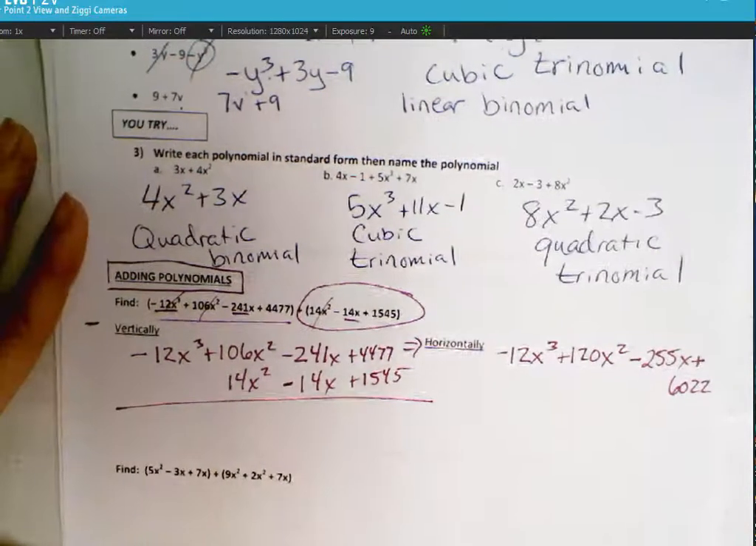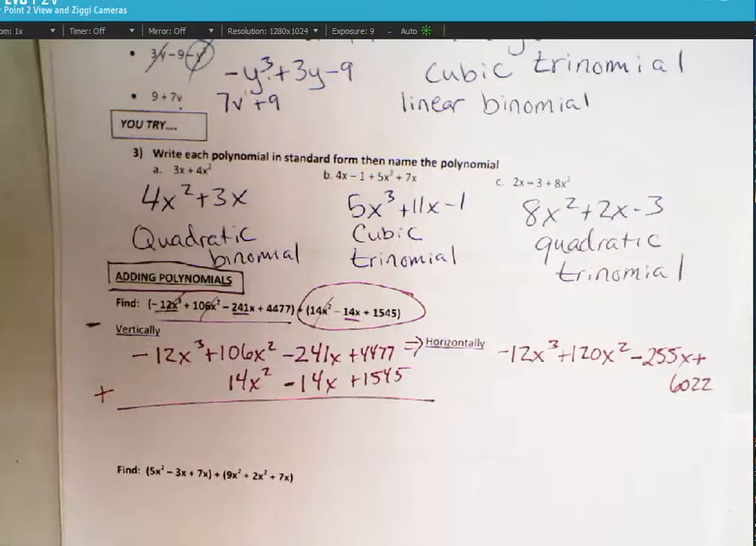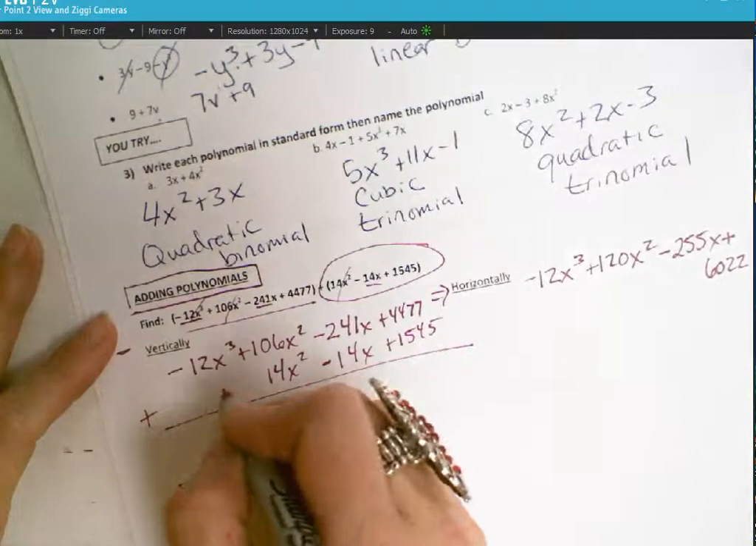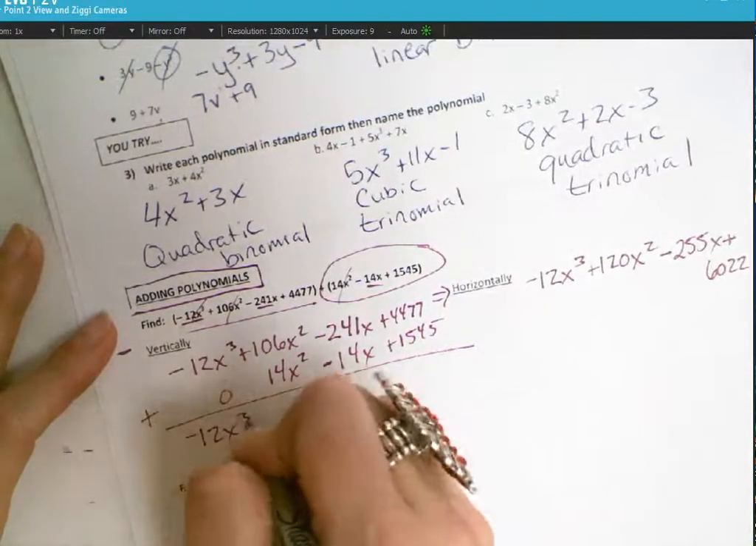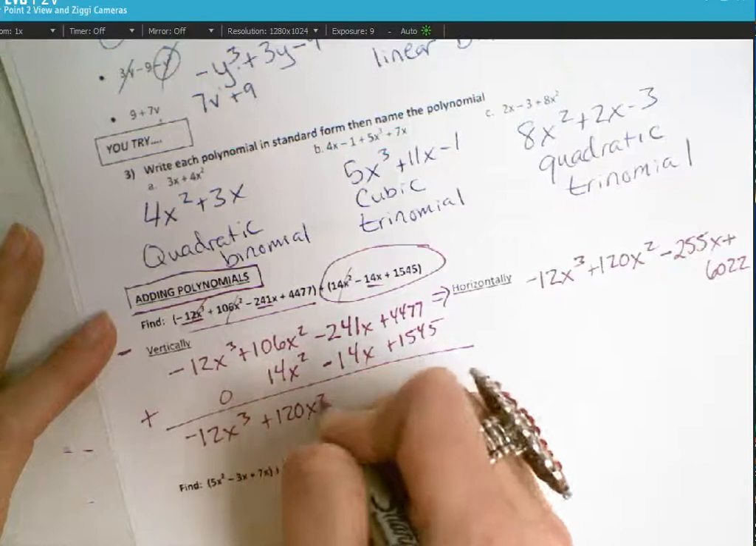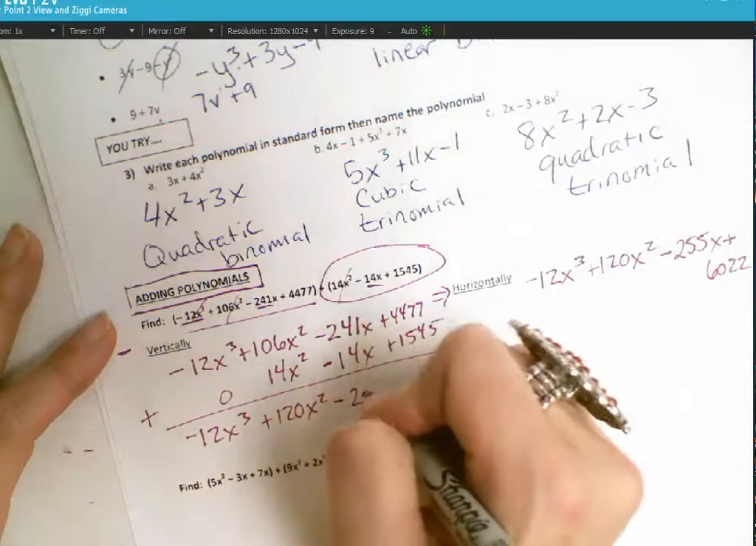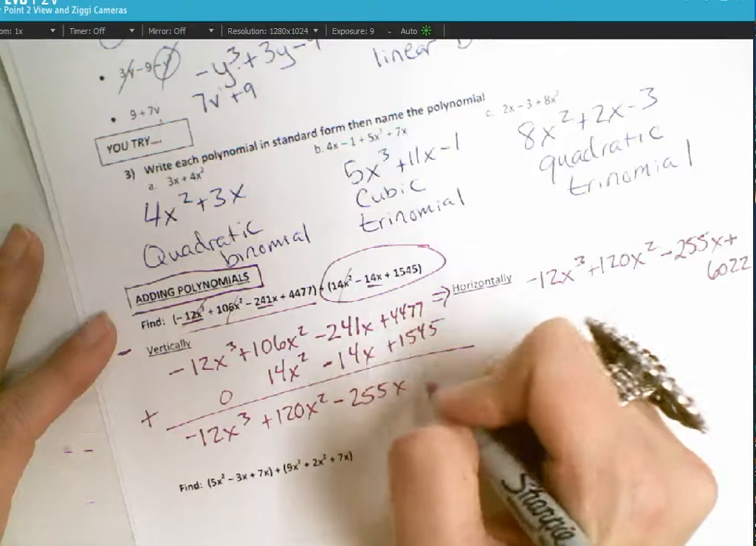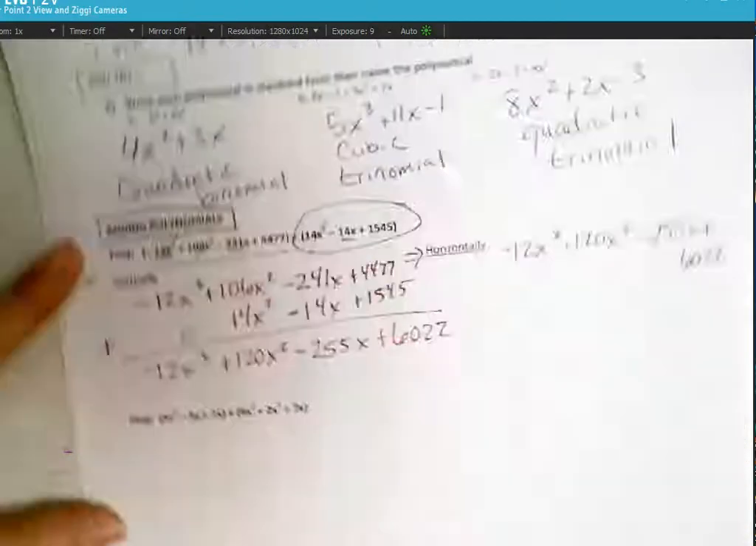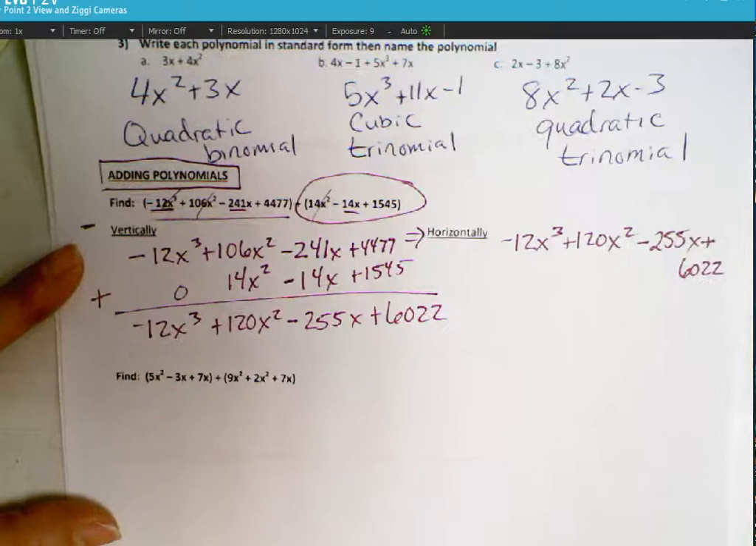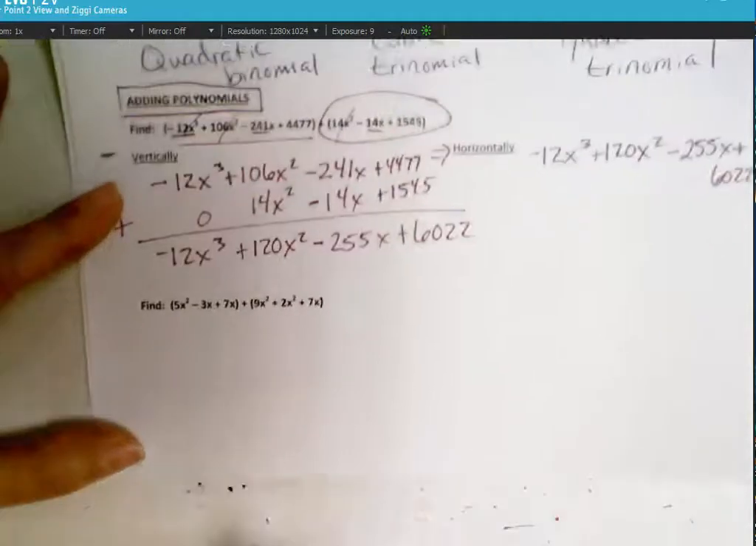And then it just becomes adding like normal. You're adding coefficients. You're not adding any exponents, you're not adding any variables, you're just adding the coefficients. So I carry them down, that's just plus 0, so negative 12x to the third plus 120x squared minus, they're both negative, so it stays negative, and I add them together and get 255x. And my calculator shows that that's 6,022. Either method works. It depends on which one you like better. So let's do another one together.